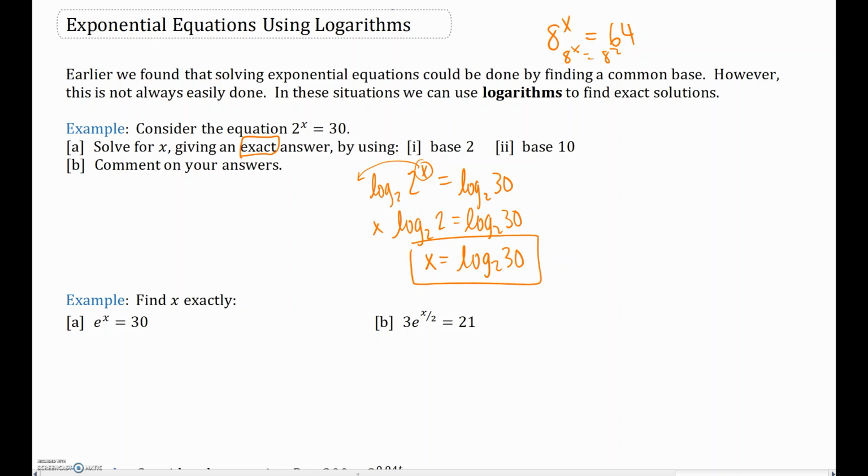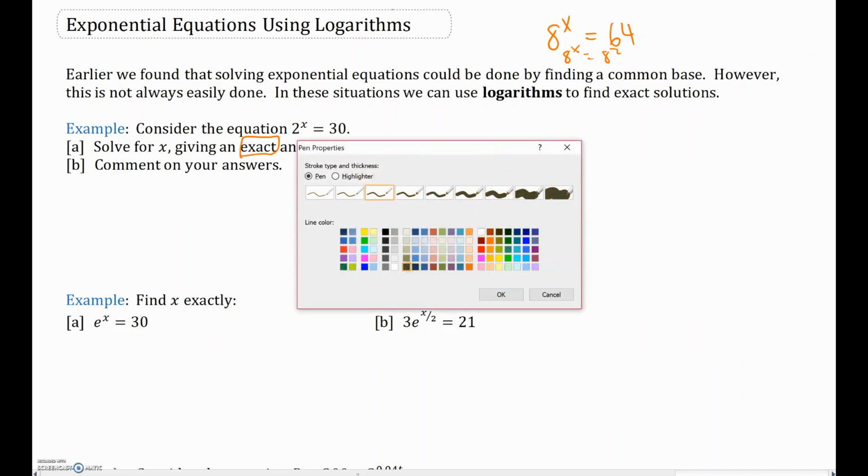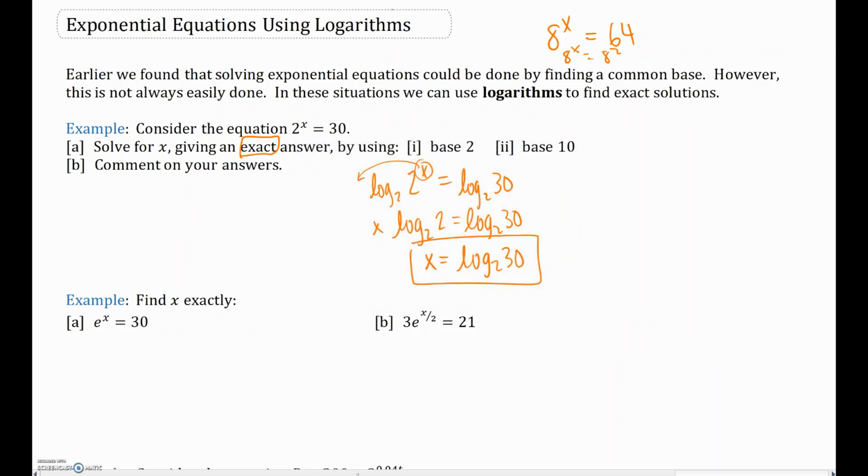What about log base 10? What would that mean? Well, I would do the same thing. I would start off with 2 to the x equals 30, and then I would log this side and I would log this side. Notice I used base 10 this time. So what happens? The x comes out in front: x log 2 equals log 30.